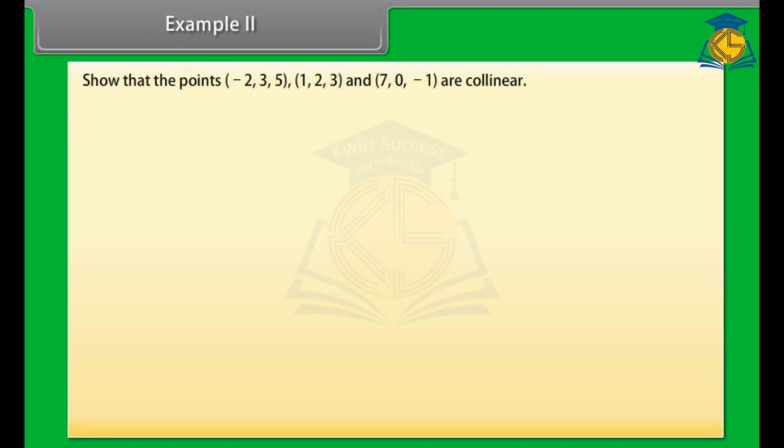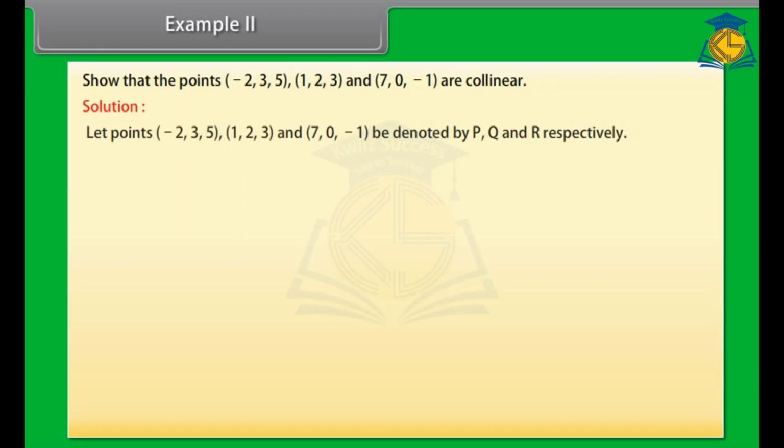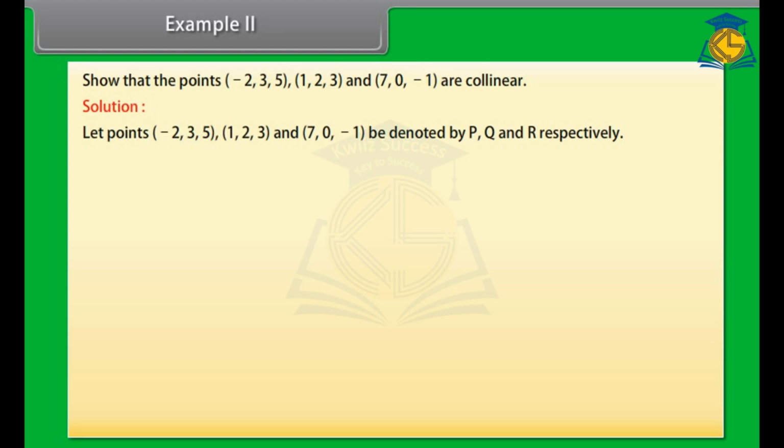Example 2. Show that the points (−2, 3, 5), (1, 2, 3) and (7, 0, −1) are collinear. Solution: let the points (−2, 3, 5), (1, 2, 3) and (7, 0, −1) be denoted by P, Q and R respectively. The points are collinear if they lie on the same line.